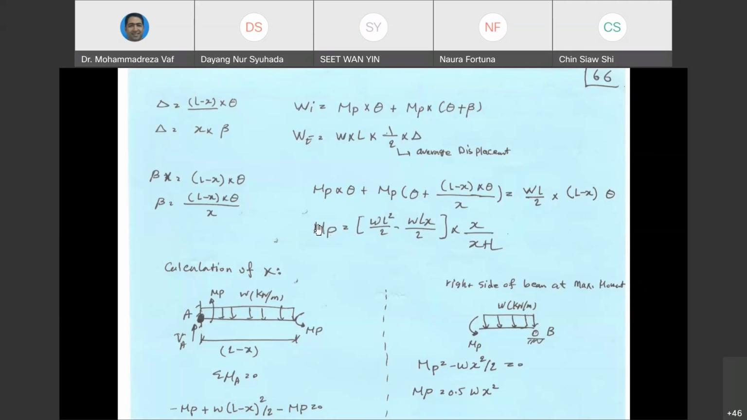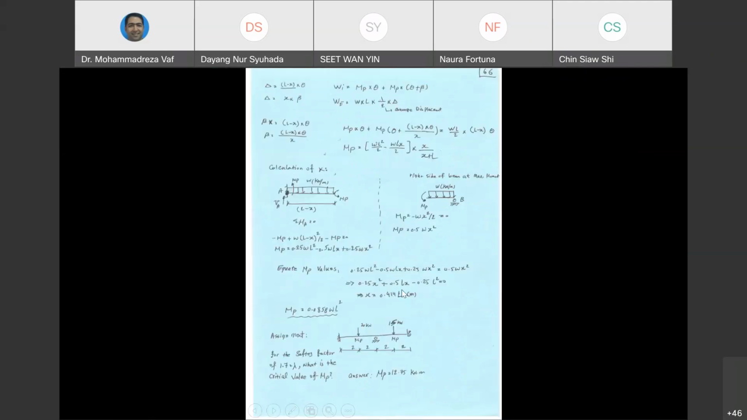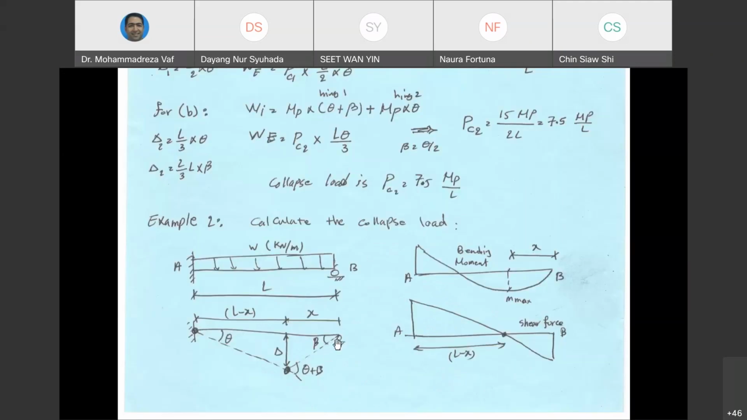So you can see this value depends on X, and we need to calculate how much is that X. In order to calculate the value of X, we are going to look into the deformed shape of our beam at the time of collapse. If I go back to this diagram, when the beam reaches collapse, the bending moment here equals MP. The bending moment here is also equal to MP.